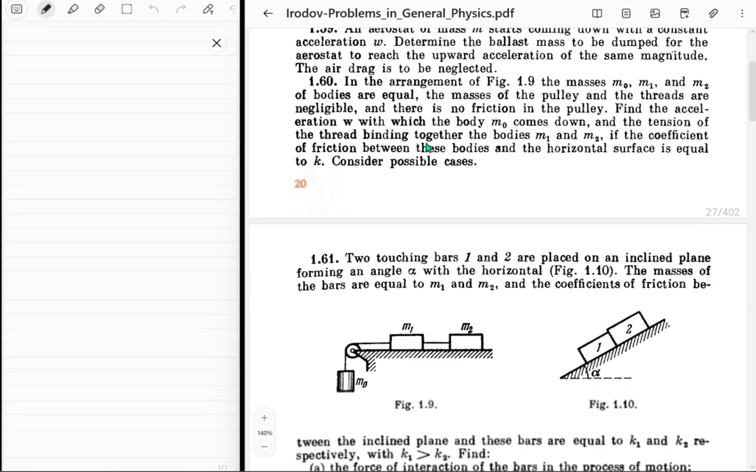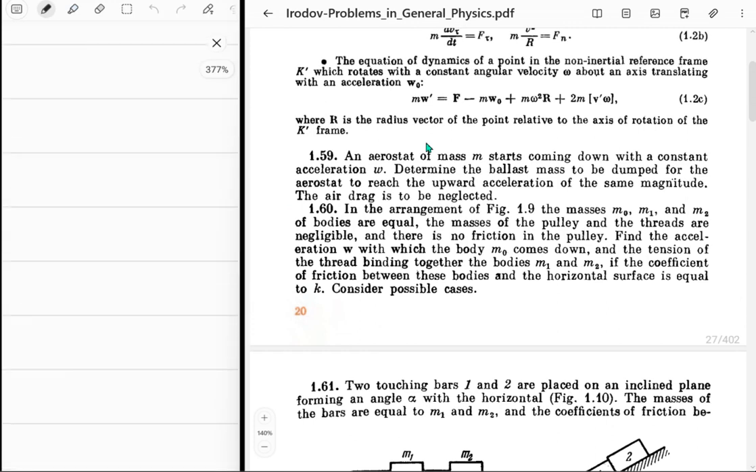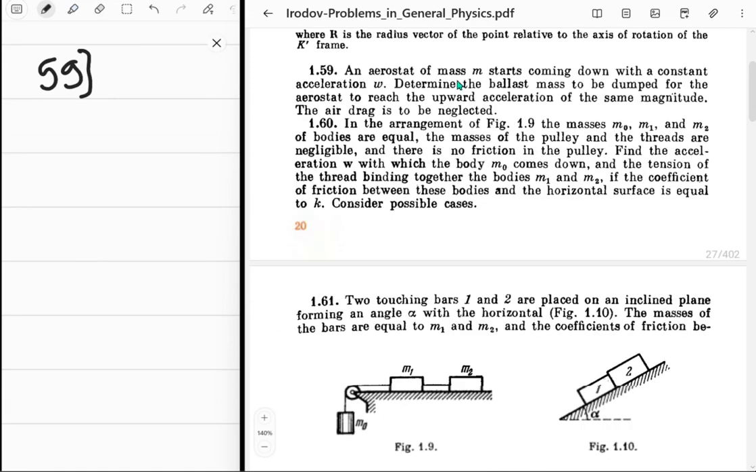So now we have questions. Let's do it. 59. An aerostat of mass m starts moving down with a constant acceleration w. Determine the ballast mass to be dumped for the aerostat to reach an upward acceleration of the same magnitude. Air drag is to be neglected. What's an aerostat? I have never heard of this, so we'll ignore this.